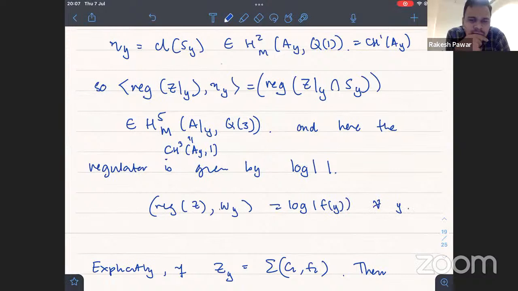Okay, so in particular at a CM point. I should also mention, this is algebraic. I did not mention that clearly, but if f is some algebraic function and y is some algebraic point, then f of y is algebraic, and there's a log of an algebraic number, which I did not quite say why it was an algebraic number earlier.